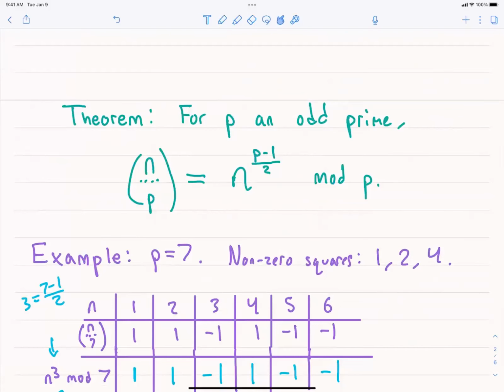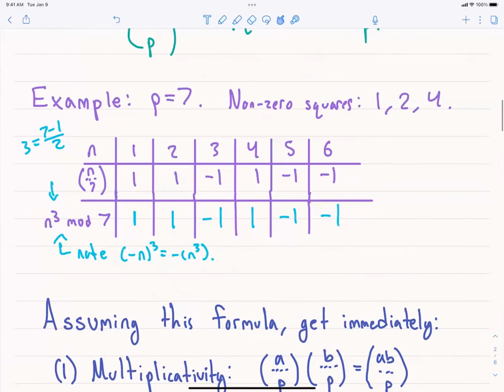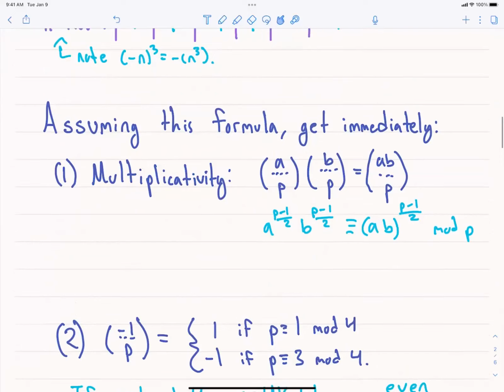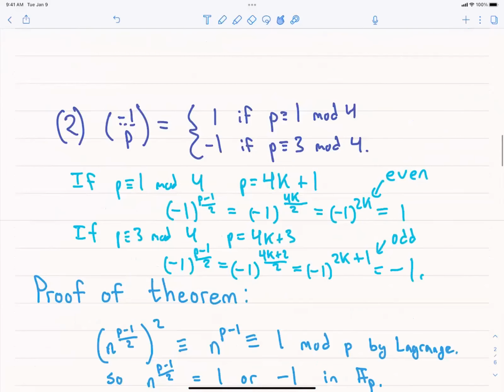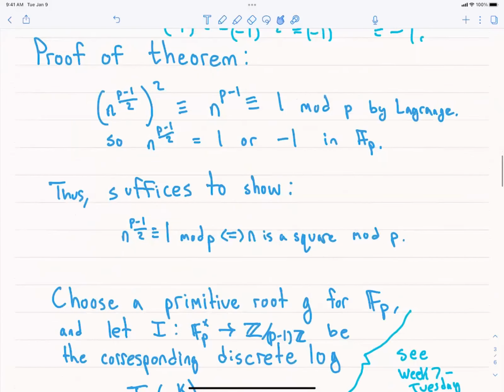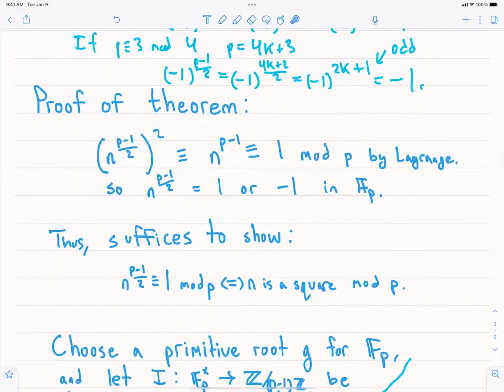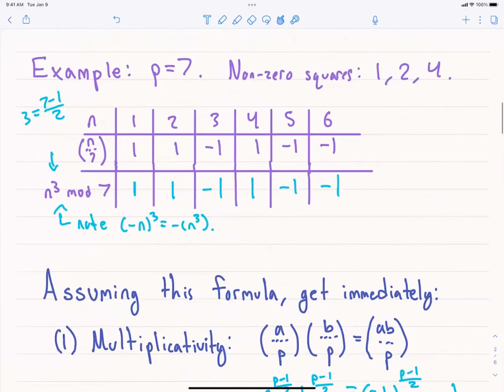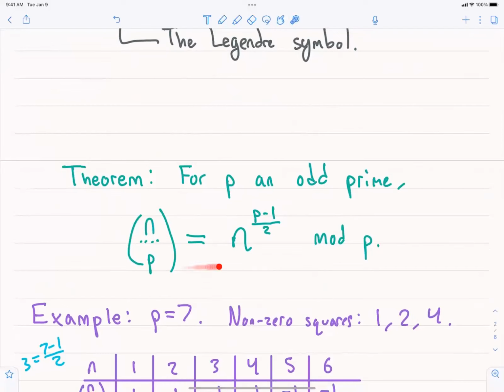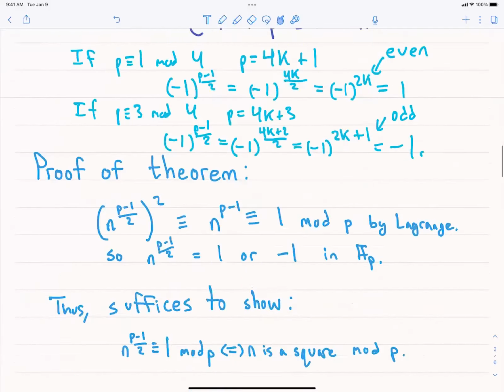Okay, so now let's go over the justification for why that formula holds, the proof of the theorem. So starting here, the proof of the theorem. We're trying to prove this formula holds. Well, let me look at it again. One thing that's implicit in this statement is that, in particular, n to the p minus 1 over 2 has to be +1 or -1. So let's explain that first.